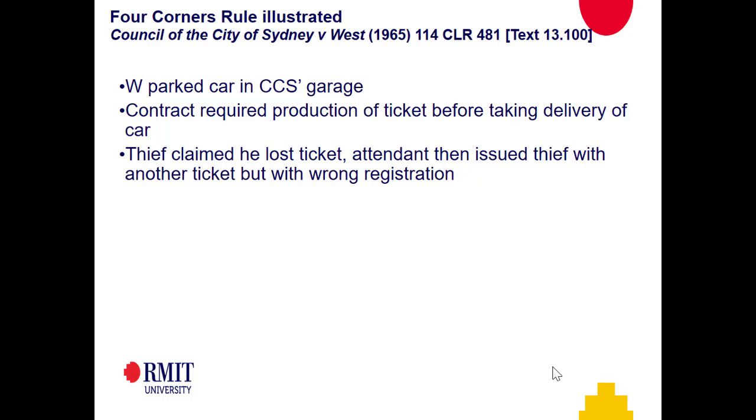So what does the four corners rule say? This is a good example: City of Sydney Council and West. So Mr. West parked his car in the council's garage. The contract he entered into required the production of a ticket before taking delivery of the car. A man fronted up, called himself Mr. Robinson, said he had lost his ticket. The attendant gave Mr. Robinson a ticket, and Mr. Robinson took Mr. West's keys and drove out of the car park.